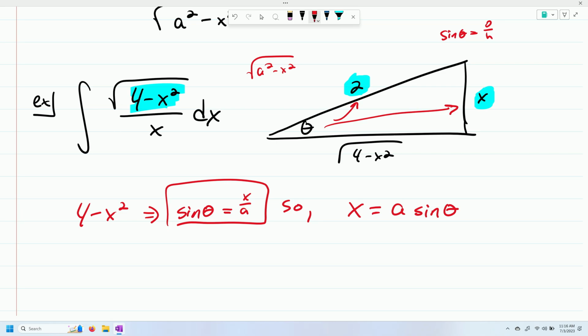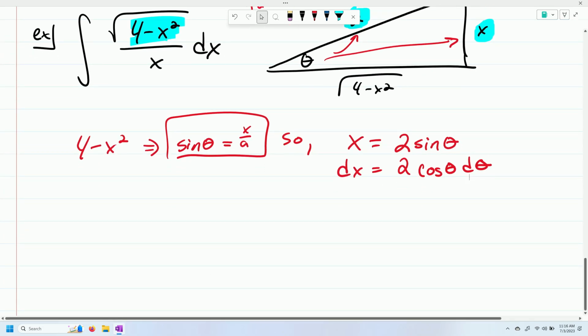And now that we know what a is, I can erase this a and say x is going to equal 2 sine theta. So dx will equal 2 cosine theta d theta. All right? So now that we have our substitutions, we're going to go ahead and do that.